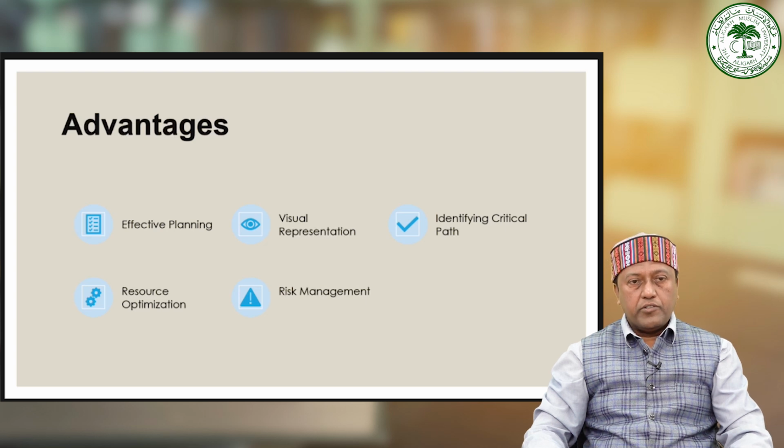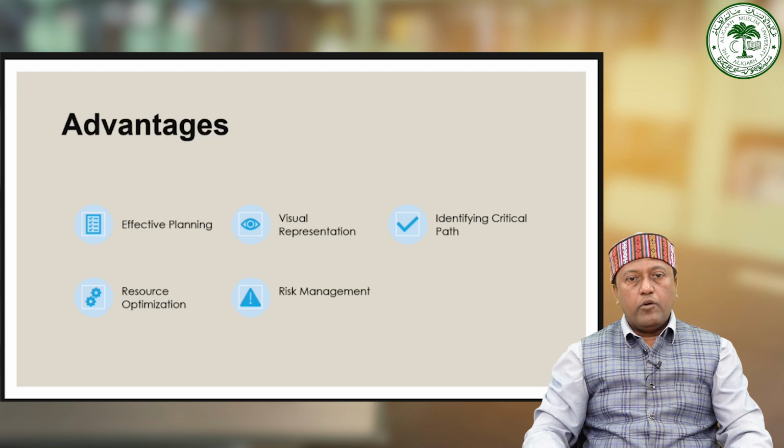Now we will see the advantages of PERT. So PERT has these major 5 advantages. You can see it is effective planning, visual representation, identifying critical path, resource optimization, and the last is risk management. So the effective planning: PERT facilitates organized and scheduled project activities, leading to a more structured approach to project management.